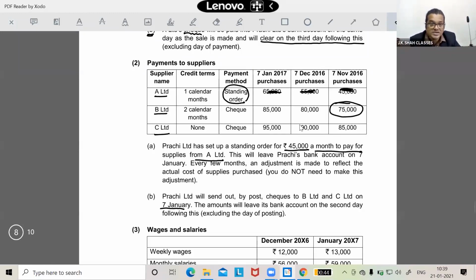Okay. Achha, what happens with C Limited? Why? Sir, show us now in the solution. I'll show, but then the amount will be different. So you'll get confused. Wait. Okay. What happens with C Limited? No credit period.